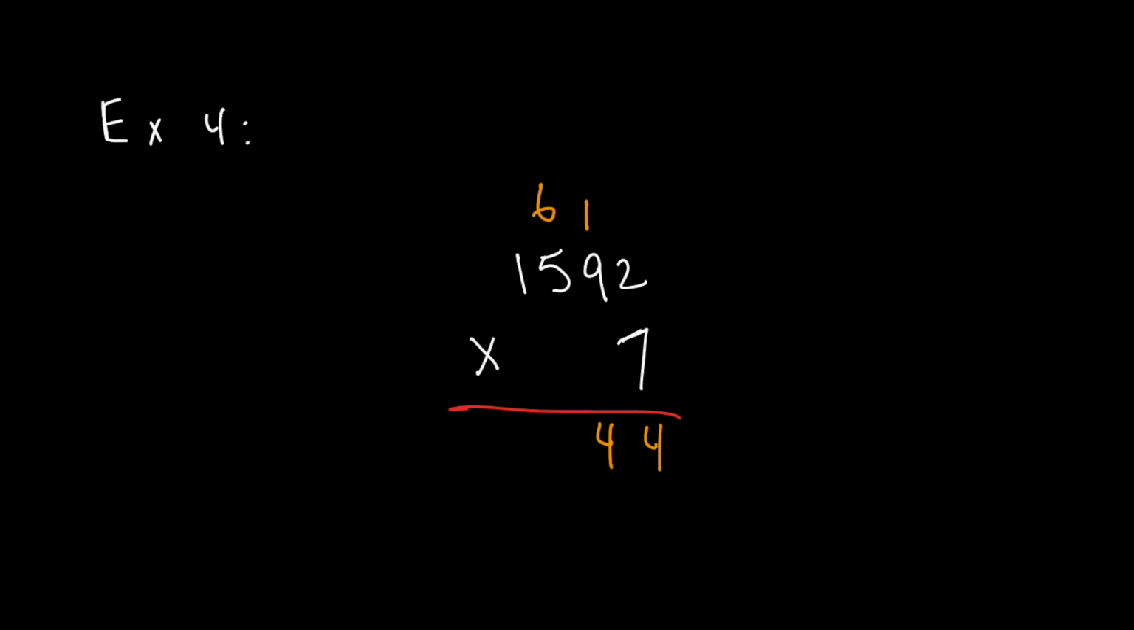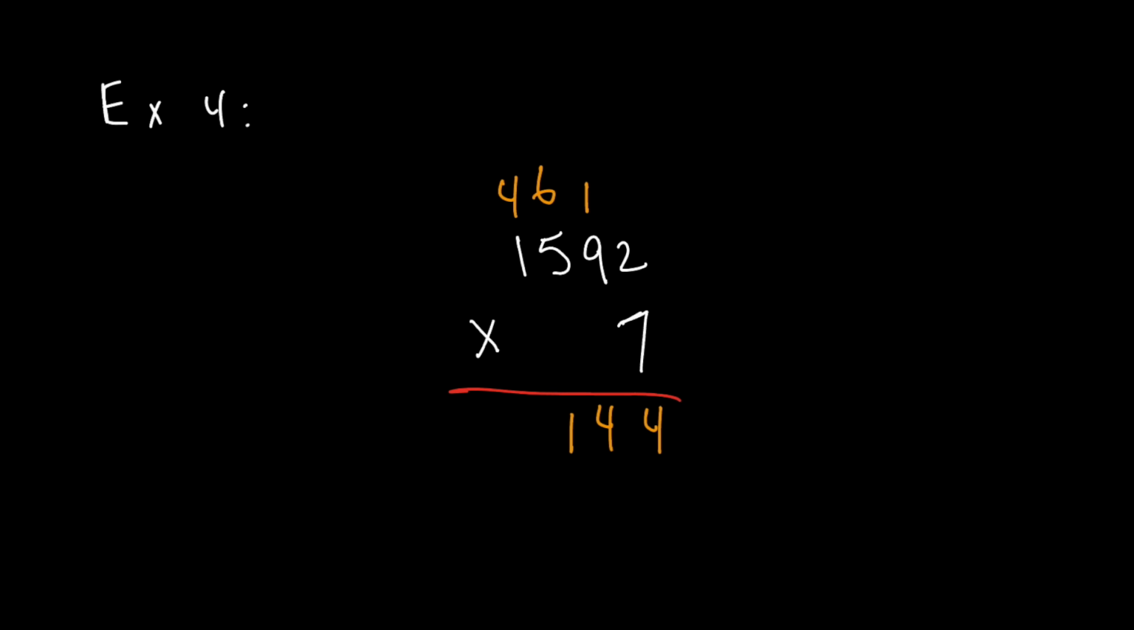The 4 we will carry on top of the 1, and we will leave the 1 here. Lastly, we will multiply 1 times 7, and then since there is a 4 at the top of the 1, we will add 4 to the result, and we will get 7 plus 4, which will give us 11. Since there is no number after the 1, we will drop down the 11, and we will get a result of 11,144.